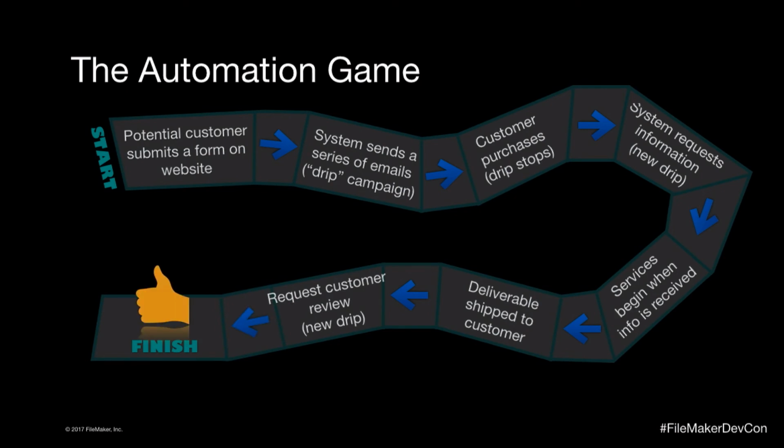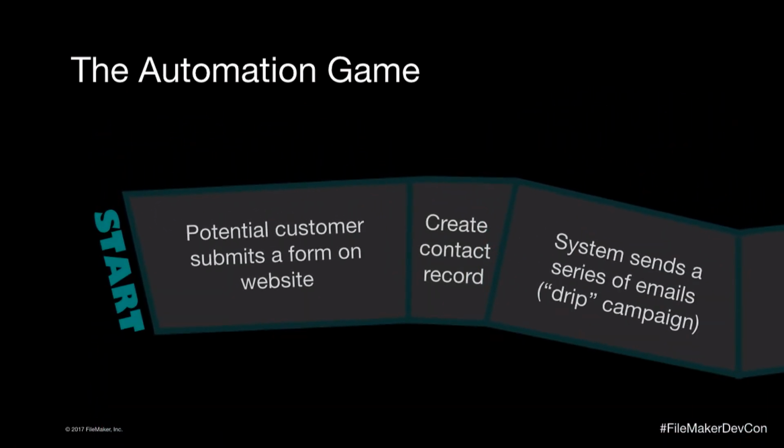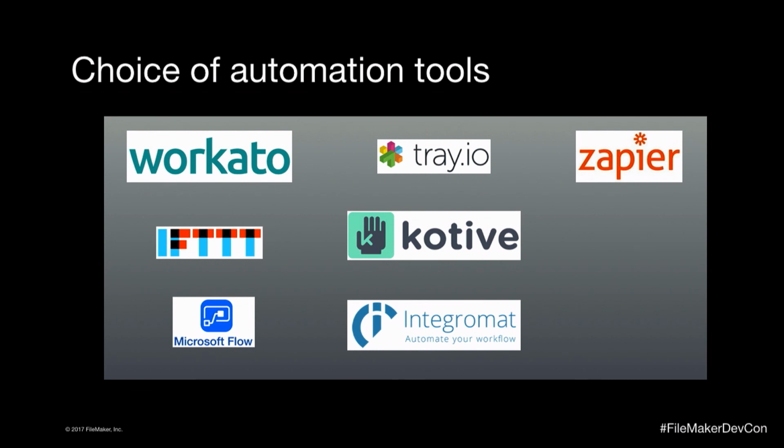Fortunately, I'm not really going to automate the whole thing today. I'm just going to focus on one little piece of it because I don't have time. The potential customer submits a form on a website. We're going to create a contact record in FileMaker, and we're going to start an automated drip using a web service called drip.co.